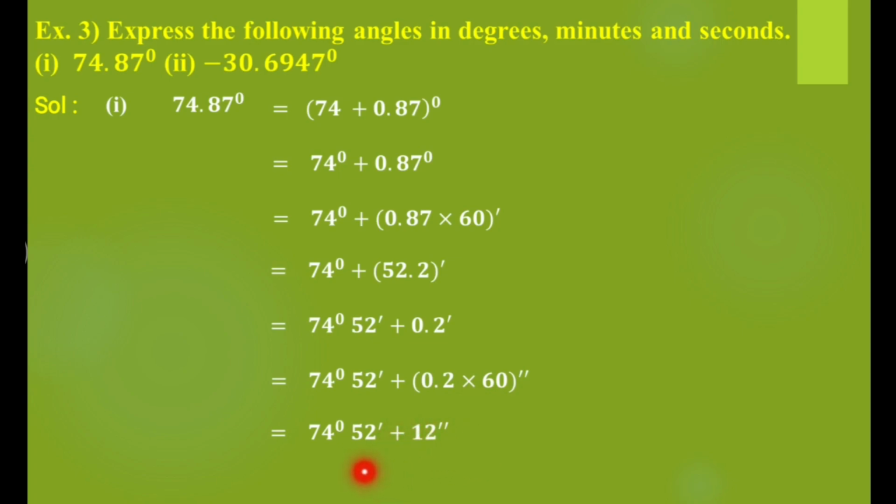So in this way we write this 74.87 degree into 74 degree, 52 minute and 12 seconds. So we write this as 74.87 degree equals 74 degree, 52 minute and 12 seconds. So in this way we write the given angle.